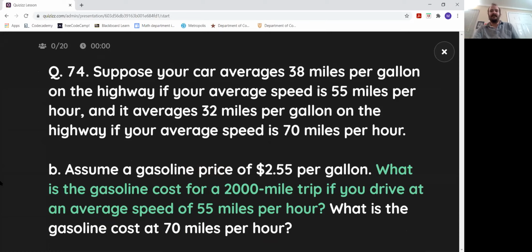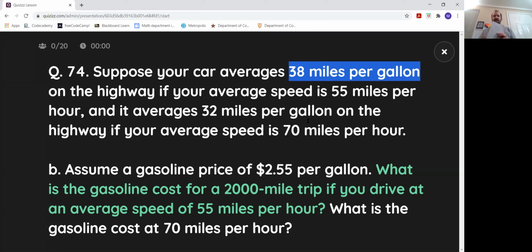So I will give you a hint. We're driving at 55 miles per hour. We don't actually ever use that number. I believe we use this number, 38 miles per gallon. I believe we use the fact that each gallon is 2.55. And we use the fact that we're taking a 2,000-mile trip.